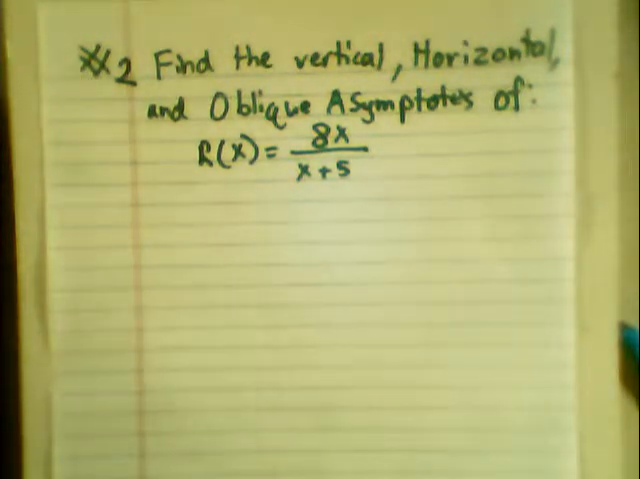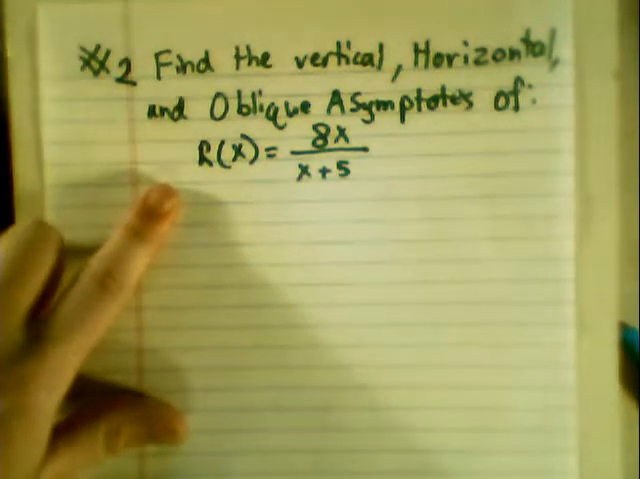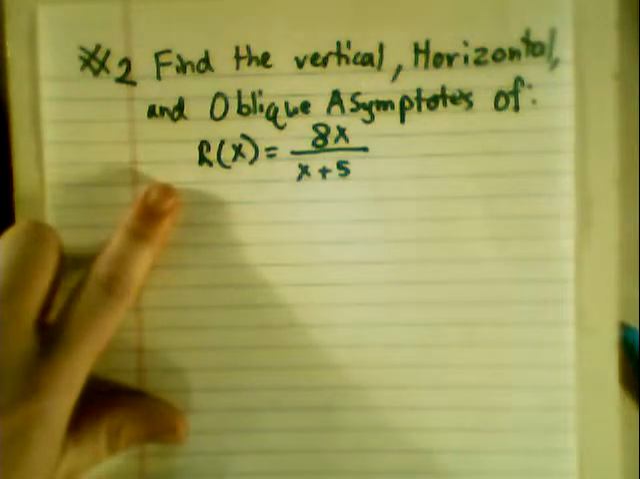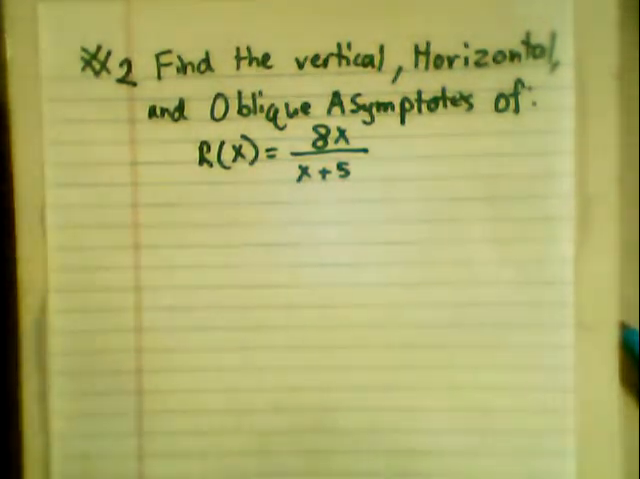So in problem number 2, it wants you to find the vertical, horizontal, and oblique asymptotes of a rational function. In my example, I got r of x, which is my rational function, and it's 8x over x plus 5. A rational function is pretty much just a function that has a fraction.